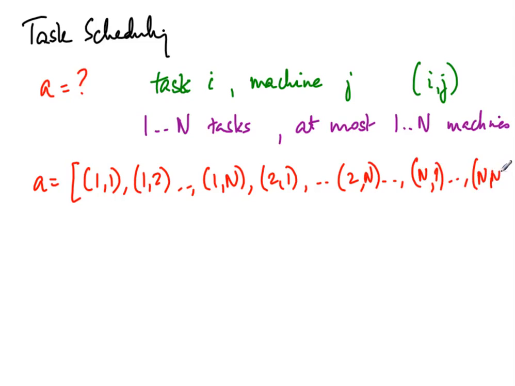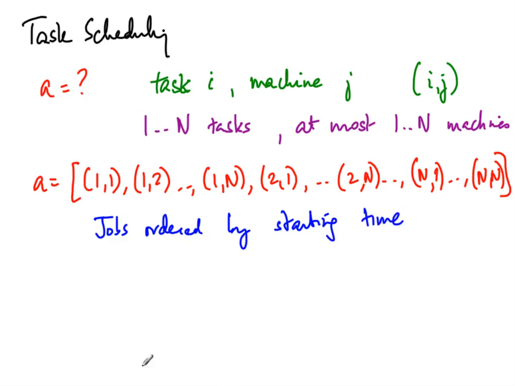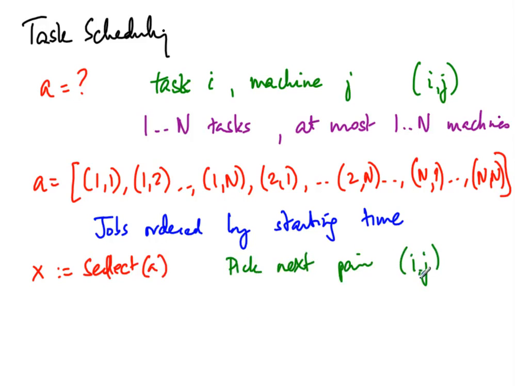So we have these n squared possible values of assignment, and here the idea is that the jobs are ordered by starting time. So we already have fixed the order. This makes it simpler to think about the next thing that we have to say. Jobs are ordered by starting time, so therefore now the select is easy. You just pick the next pair ij from the list, because we already ensured that the order is good.